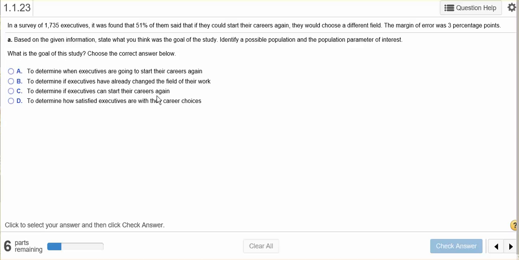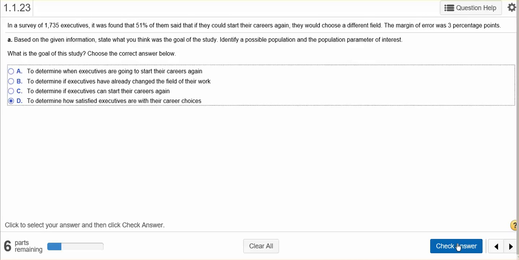So part A, based on the given information, state what you think was the goal of the study. So what was the goal of this study? Was it A, to determine when executives are going to start their careers again? B, to determine if executives have already changed the field of their work? C, to determine if executives can start their careers again, or D, to determine how satisfied executives are with their career choices. The goal of the study really was not clearly stated, but I believe if you think about the nature of the question that they're asking, we're going to agree that it's D.